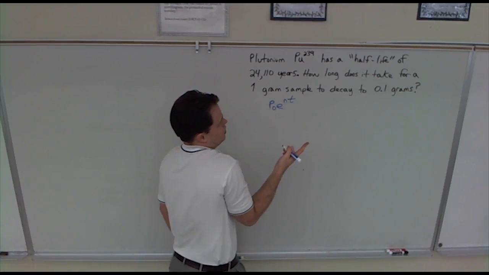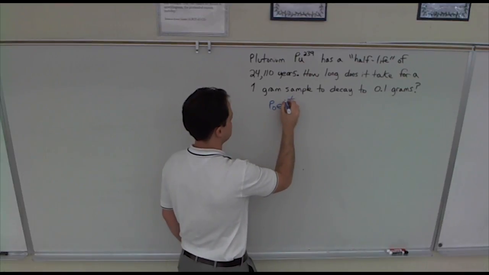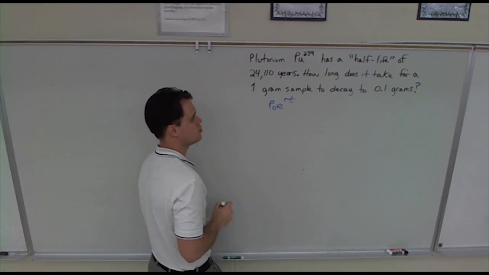instead of a rate of decay. I don't know. I mean, you can call this whatever you want. If you like to call it R, that's fine. You can still go with Pert.